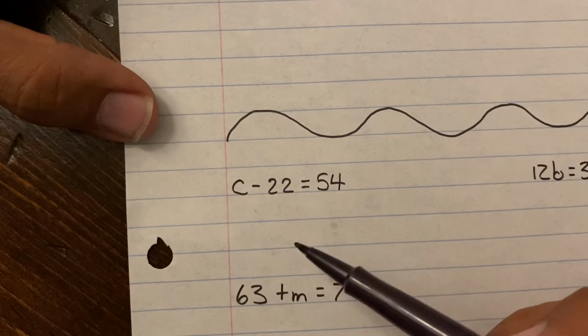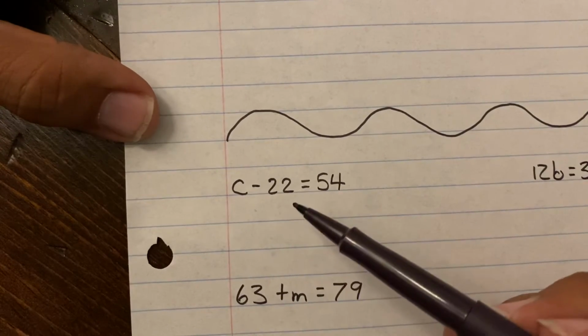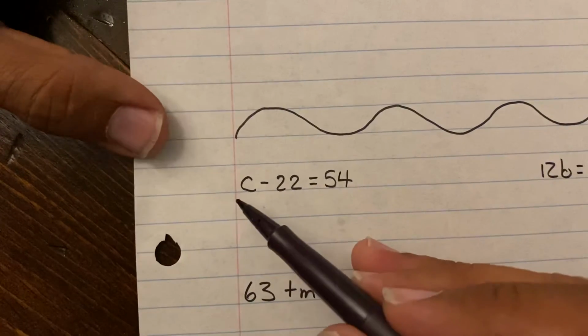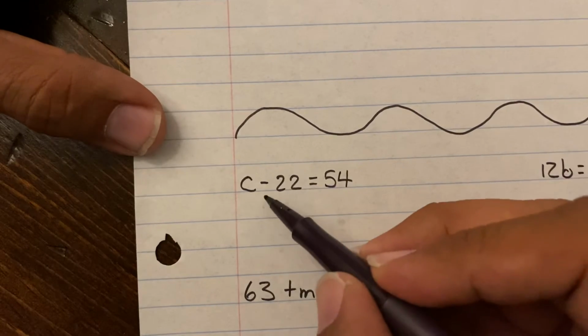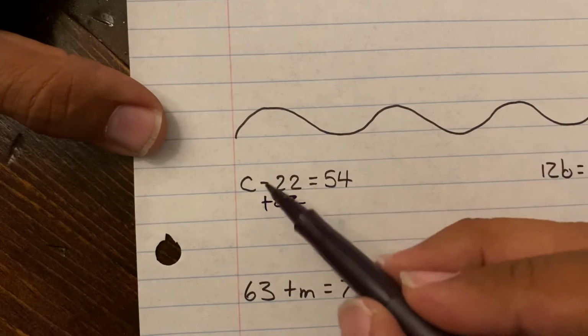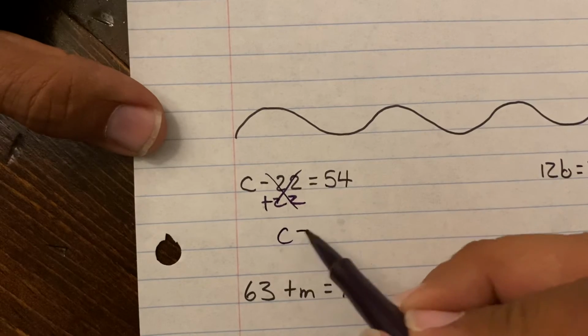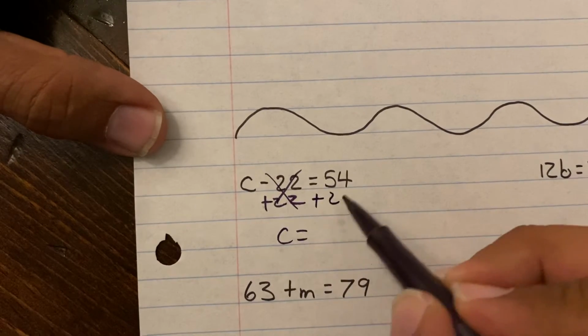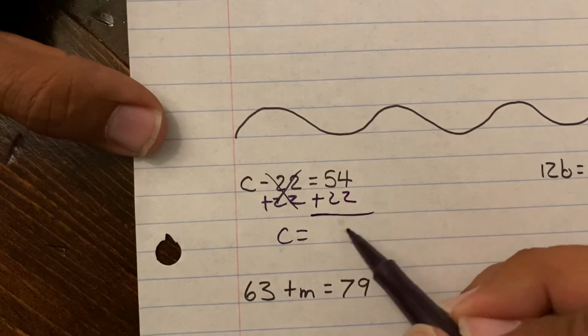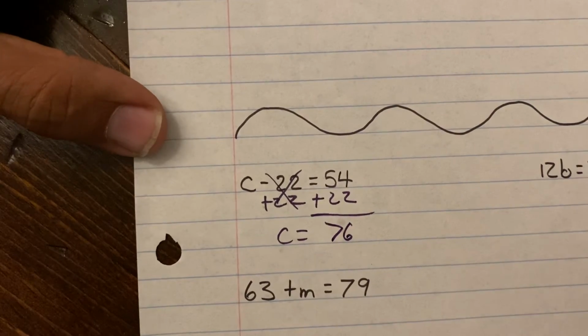Remember, when you're solving one-step equations, you're doing the opposite of what is happening to the variable. So c is being subtracted by 22. So to solve this, you would add 22, which gets rid of it and leaves c by itself. But whatever you do to one side, you do to the other. And you're left with 76 in this situation.